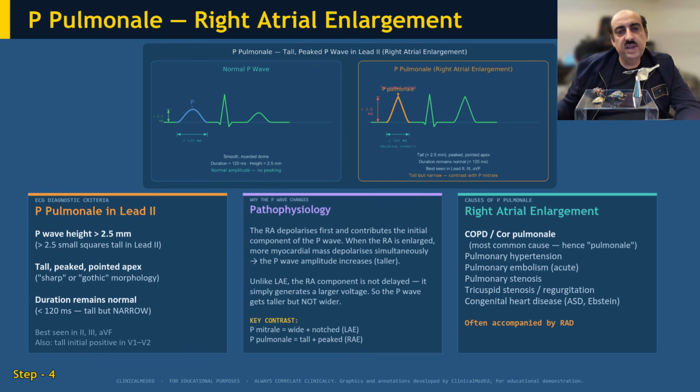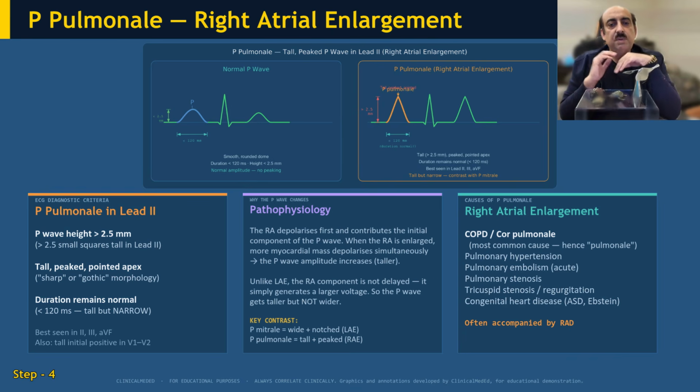In contrast, right atrial enlargement, reflecting the pulmonary valve, will be P pulmonale. The amplitude of this particular wave will be higher, more than 2.5 small squares tall, so the height of the voltage will be affected. It can be peaked and pointed as well. In terms of pathophysiology, we discussed that the right atrial depolarization occurs first as compared to the left. So this leads to a significant initial component of the P wave.